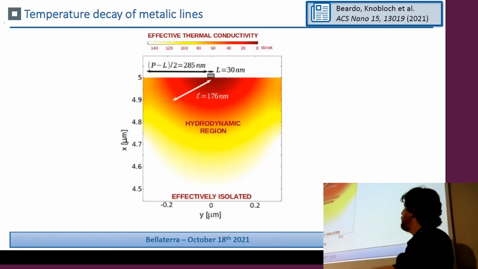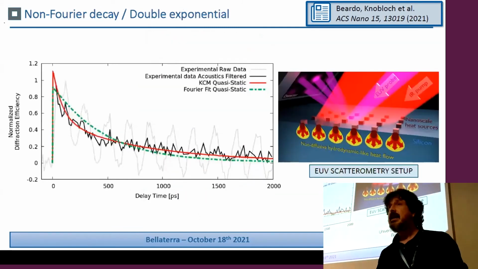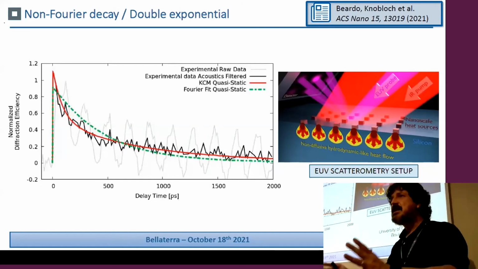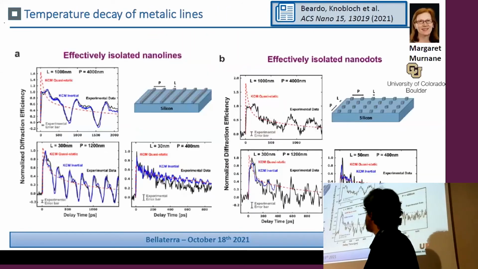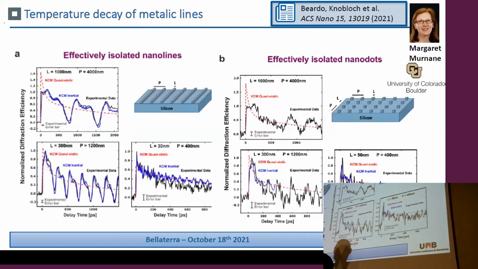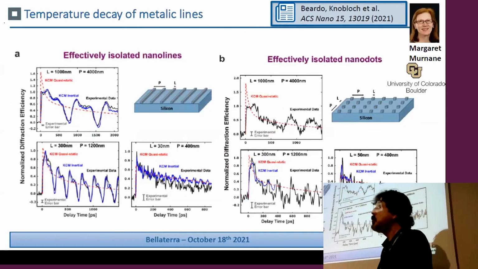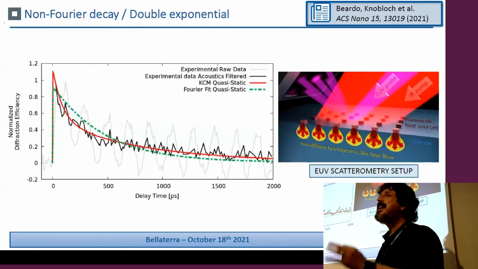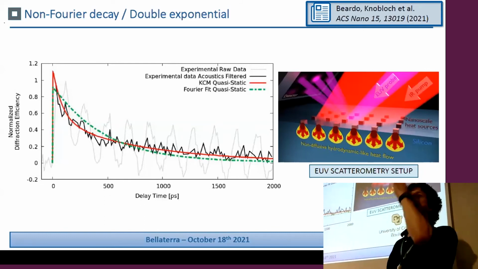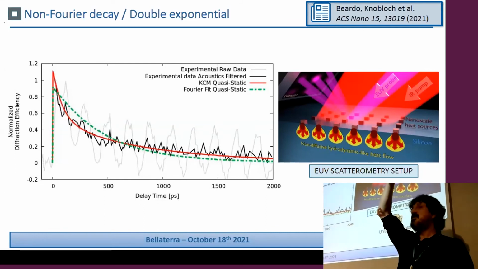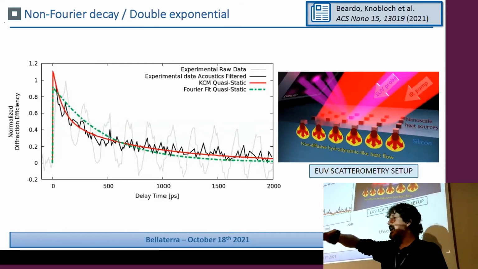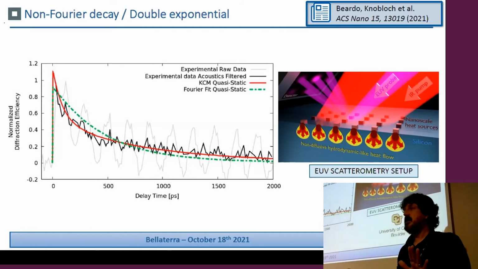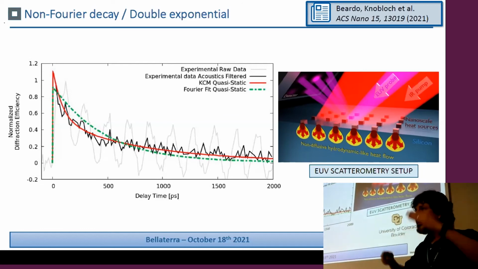Now I will skip because I don't have time, but the most important thing is that in these metal lines, you can go to picoseconds because this experiment is super. You can go to some picoseconds. What we observe, look at this, once again, Fourier is not working. Fourier should give you just a single decay with, at the end, a power law. This is what Fourier is giving you. You cannot get something else from this.